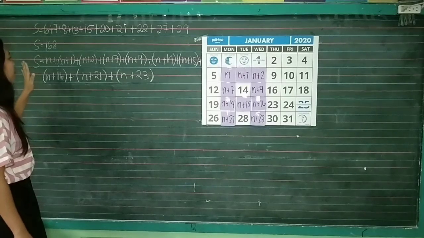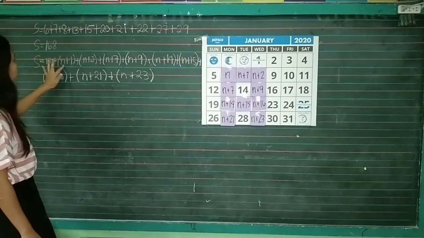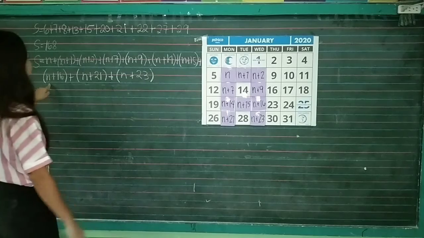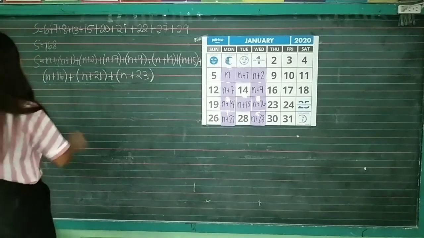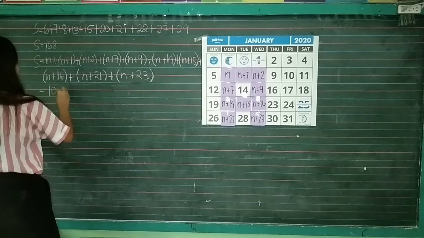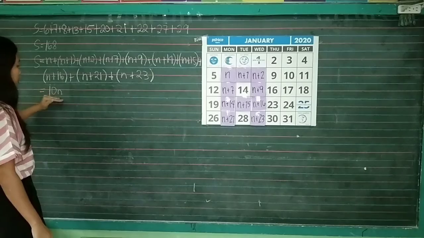So, bilangin natin kung ilan yung n natin. So, we have 1, 2, 3, 4, 5, 6, 7, 8, 9, 10. So, ang ating first term is 10n. If you notice, meron tayong 10n dito.